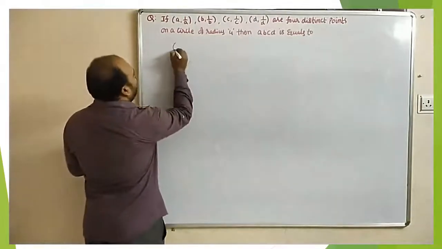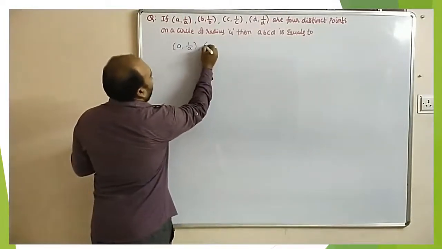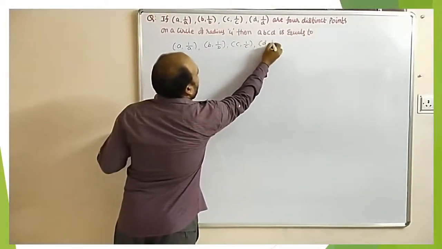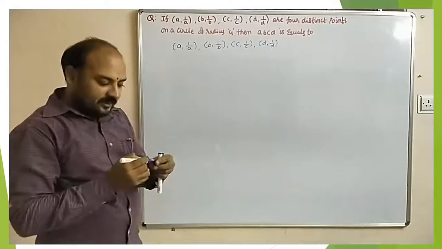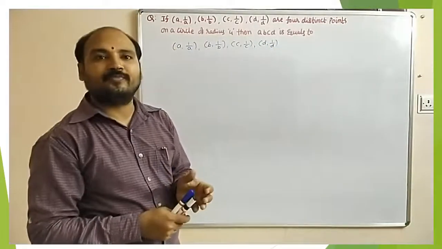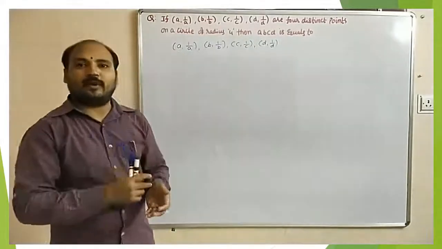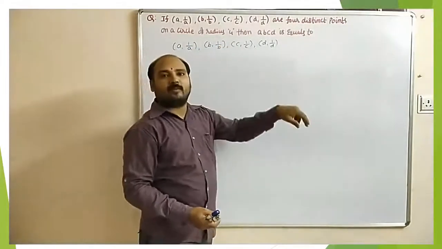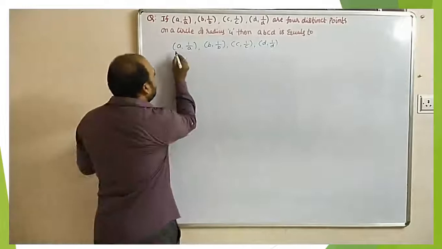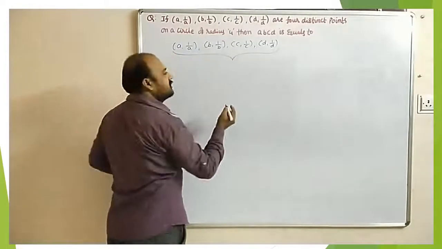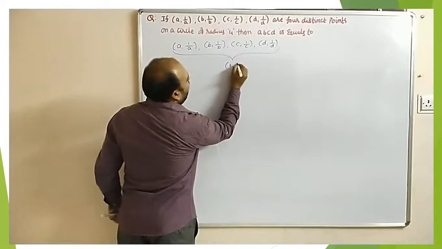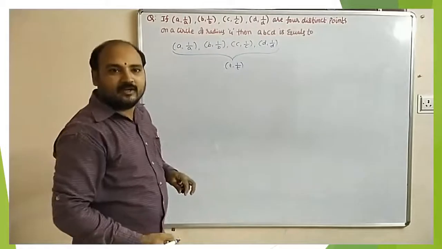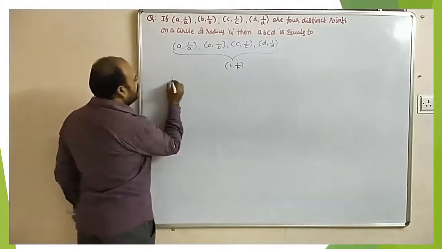So what are the given points here? (a, 1/a), (b, 1/b), (c, 1/c), and (d, 1/d). If you take a value as 1, the point is (1, 1). If you take b as 2, the point is (2, 1/2). So a value and its reciprocal. Generalizing all these points lying on the circle, we can write it as (t, 1/t). All 4 points we can represent in the same form, so we can assume (t, 1/t).